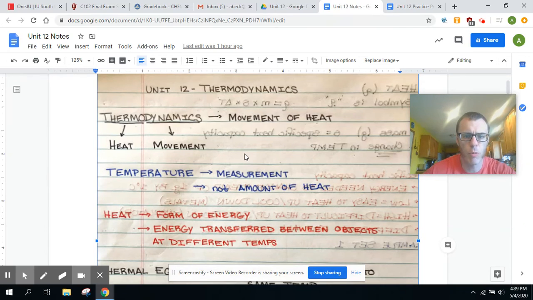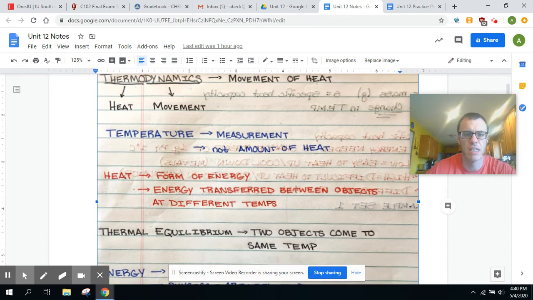Hey guys, we're moving into thermodynamics right now. So we're going to go through sort of this definition stuff. Thermo means heat, dynamic means movement. So what we're looking at here is the movement of heat, which is kind of weird if you think about it, because what exactly is heat?